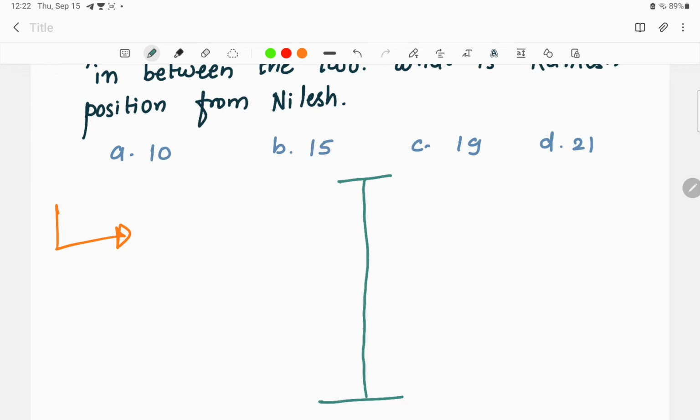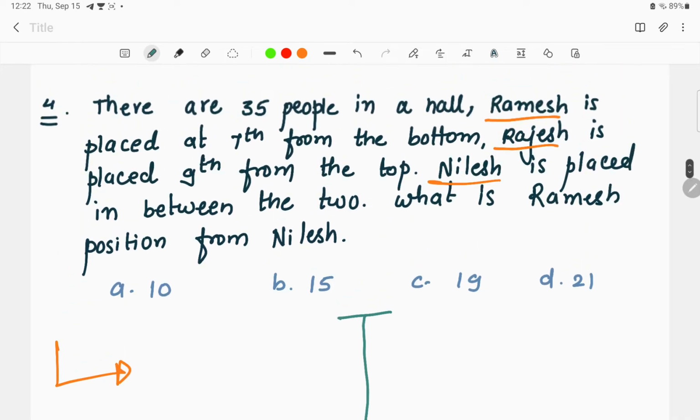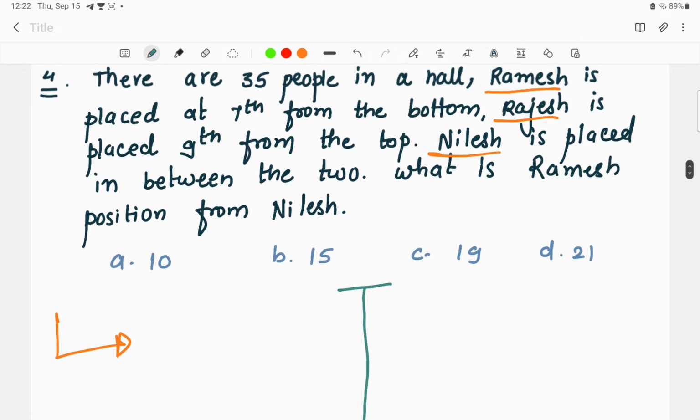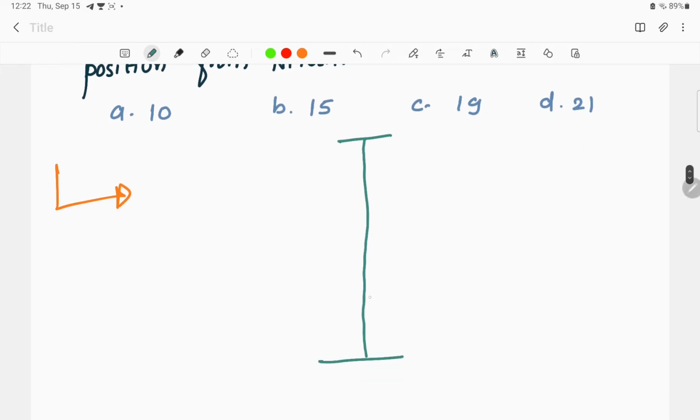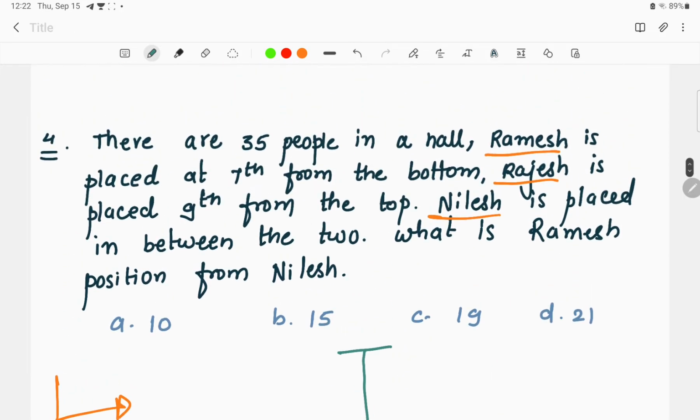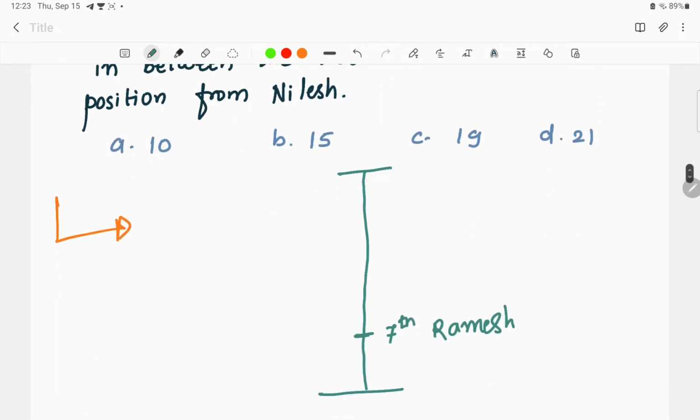In this particular diagram, what we can draw from the data is Ramesh is placed at the 7th from the bottom. For example, this is the 7th position where Ramesh has been placed. Okay, this is the first thing. Next, Rajesh is at the 9th position from the top. If we consider this is the 9th position from the top, then here Rajesh has been placed, right?